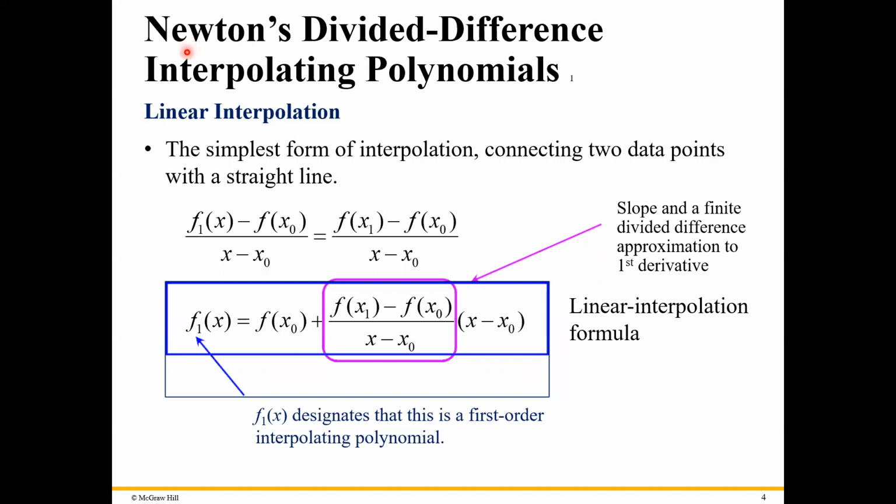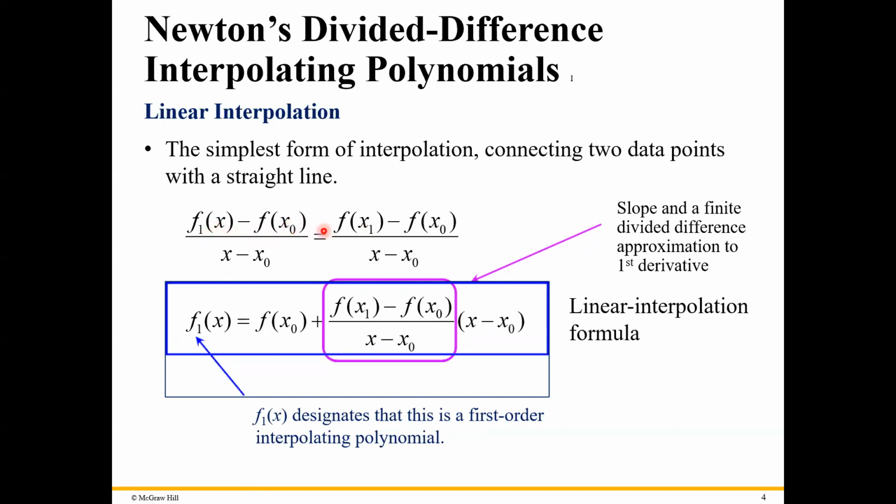The full name of this method is Newton's divided difference interpolating polynomials. The simplest case for this is the linear interpolation. That means we have 2 points and we join these 2 points with the help of a line. This is the simplest form of interpolation, connecting two data points with a straight line. And then we can find the value of f of x.